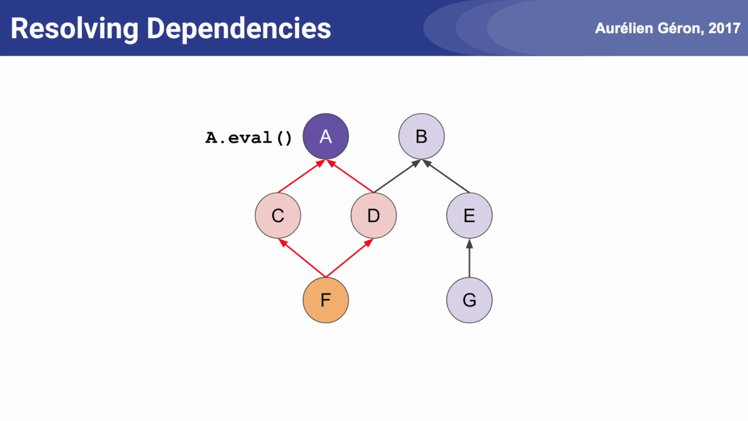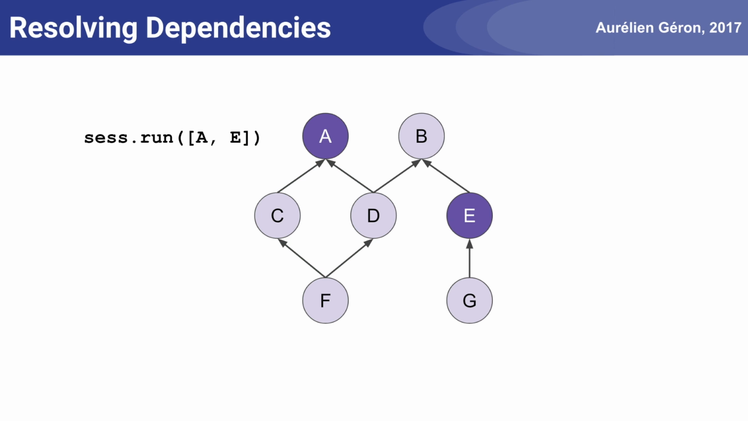Next, it will run any of these operations that has no inputs. These are called root nodes, in this case F. Once F is evaluated, operations C and D now have all the inputs they need, so they can be evaluated, and TensorFlow will actually try to run them in parallel. Say D finishes first, A still has one unevaluated input, so it can't run yet, but as soon as C is finished, A can be evaluated, and once it's done, the eval method returns the result and we're good.